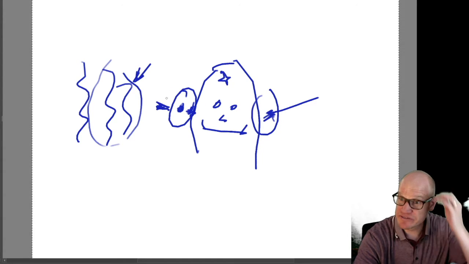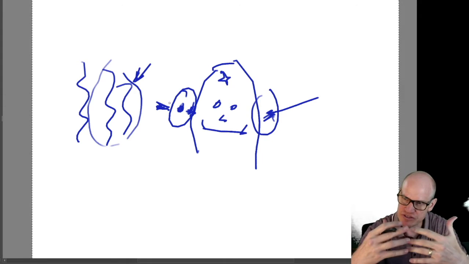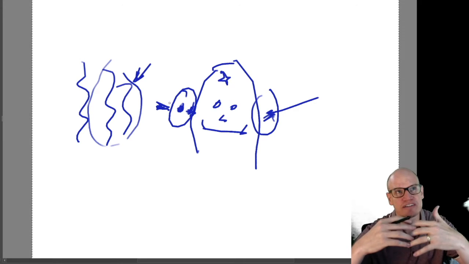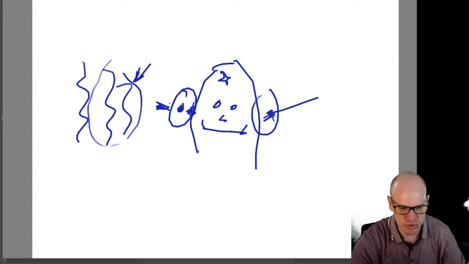It's using the fact that waves interfere with each other. You can add waves together so that they combine in phase and therefore amplify one another, or I should say sum together, or they can add out of phase and essentially destroy each other.